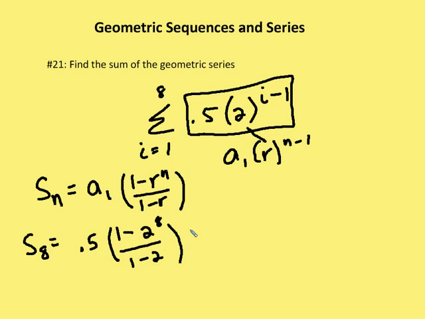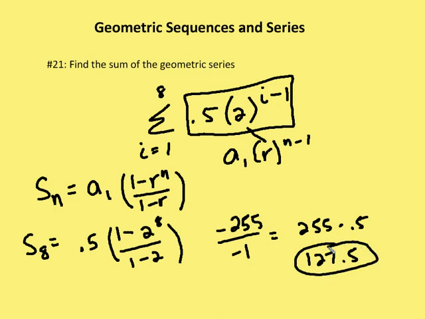So I break out my calculator. I find out what 2 to the 8th is. 2 to the 8th is equal to 256. So 1 minus 256 is minus 255 over negative 1, which gives me 255, times 0.5, and I get 127.5 as my answer.